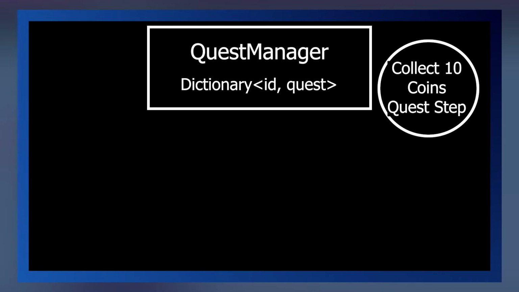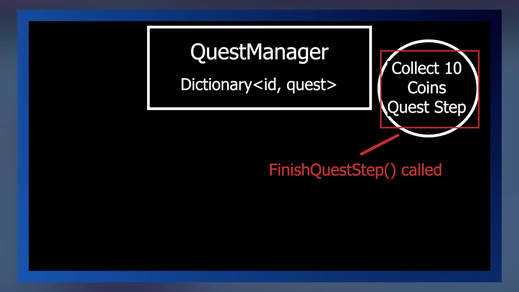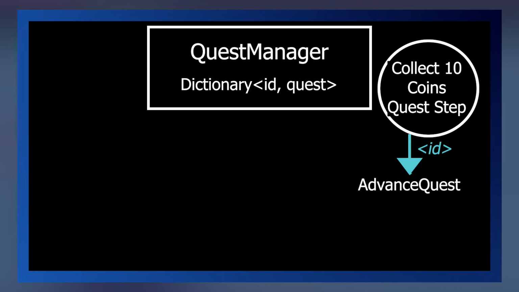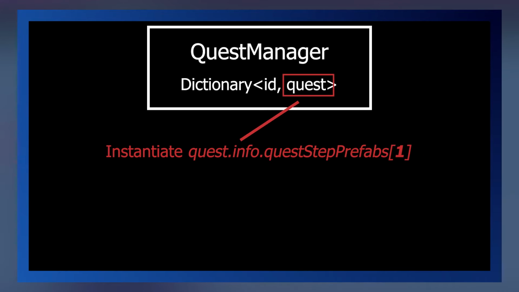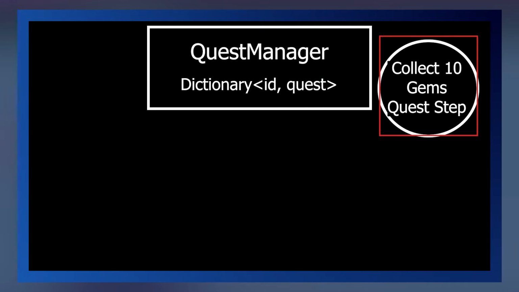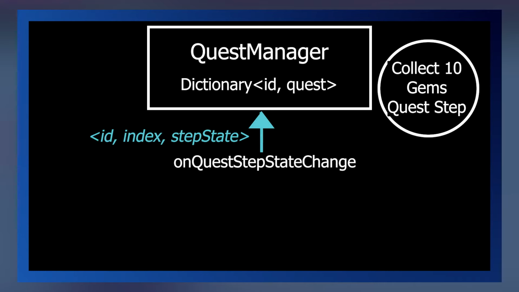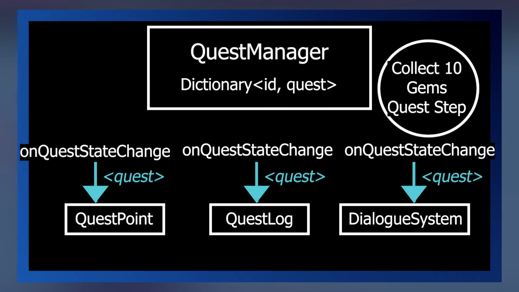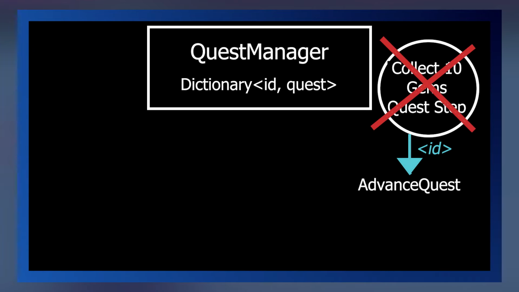And finally, once the player collects all 10 coins, the quest step has its finish quest step method called on it, which sends out the advanced quest event before destroying itself. The quest manager will receive this and then move on to the next step in that quest, which is collecting 10 gems, in which it'll instantiate that quest step prefab just like it did with the coin step. And then the process repeats, updating the quest step state until all 10 gems are collected, at which point it'll send out the advanced quest event and destroy itself.